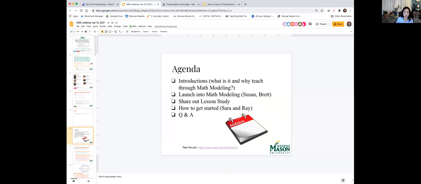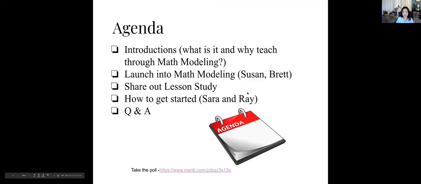Our agenda today, we're really going to focus on what math modeling is, especially community math modeling, as we entitled our session, and why we might want to use math modeling in our classroom. Then we're going to just have a little bit of fun.